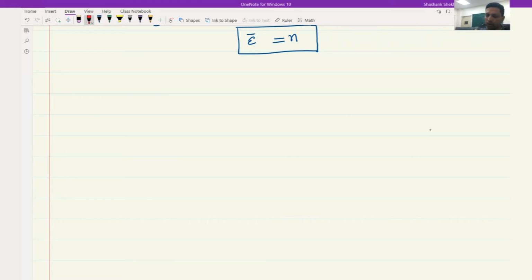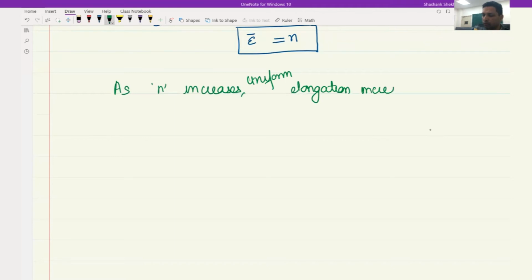So what we are saying is that as n increases, total elongation, actually first we should say only about the uniform elongation, and hence the total elongation increases.